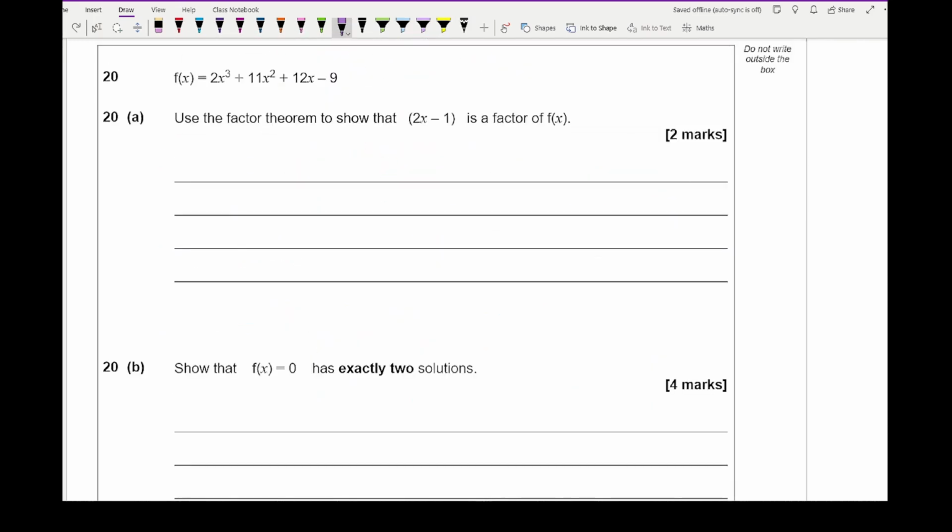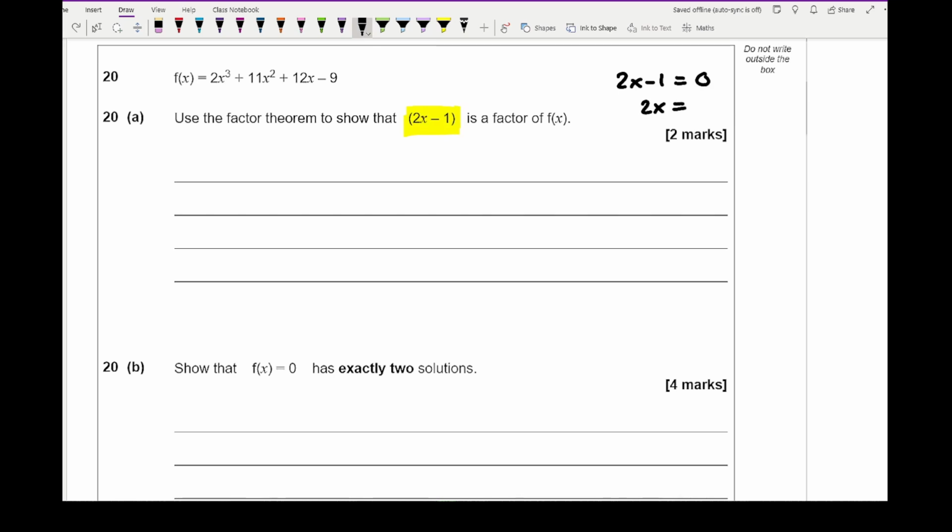Then moving on to question 20, it says f of x equals 2x cubed plus 11x squared plus 12x minus 9. And for 20a it says use the factor theorem to show that 2x minus 1 is a factor of f of x. Well, for this what we need to do is use this factor to work out what number we need to substitute in. So with these, what you do is you make the expression equal to 0 and then solve it for x.